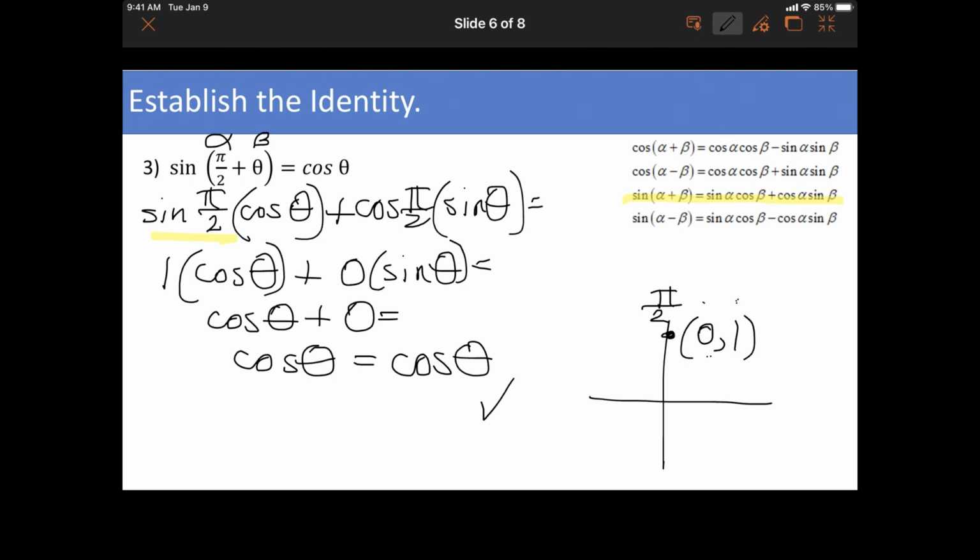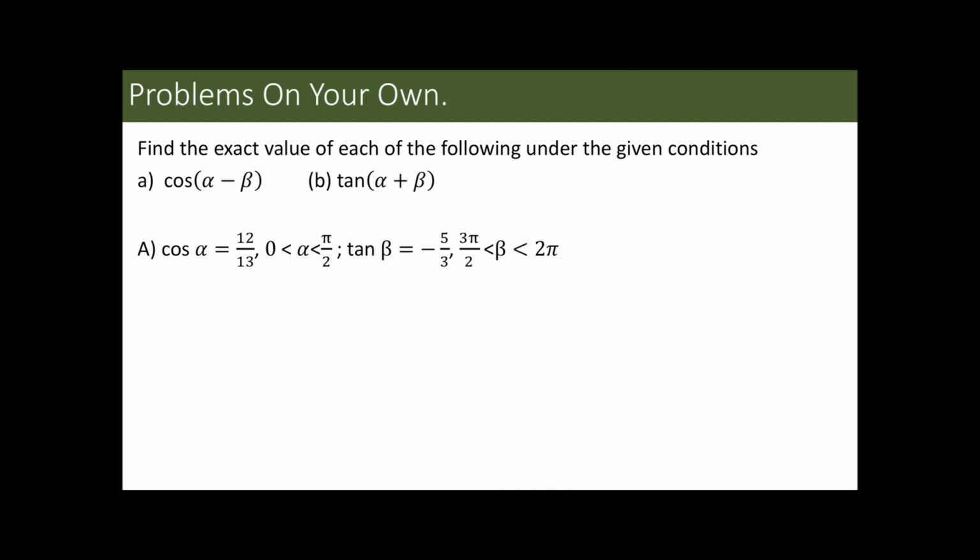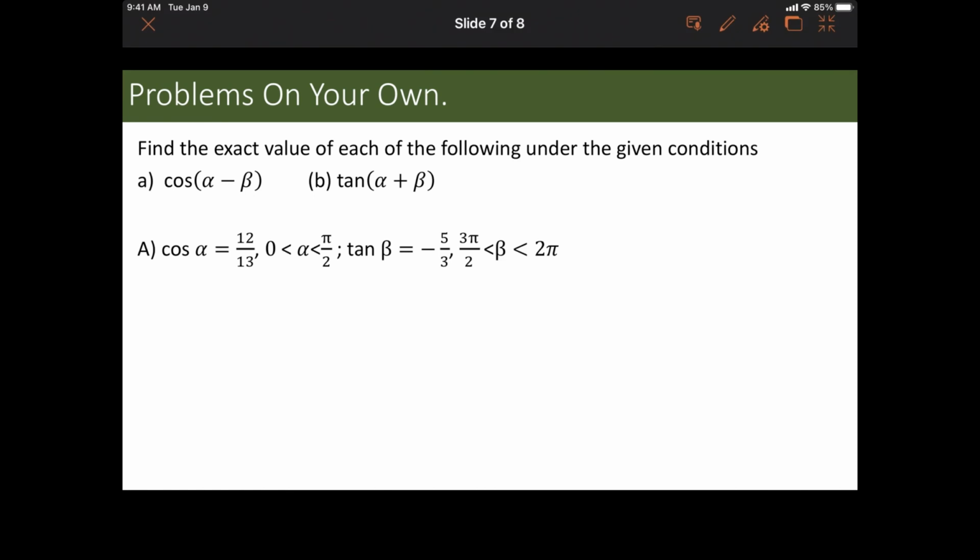So using the sum formula, or maybe you'll have a different formula to use, you just write it out, then evaluate and simplify. Don't forget to do the problems on your own. Make sure they're in your notes. I've given you 2 to do, cosine and tangent. Make sure you write and draw the 2 triangles. And don't forget to answer the EQ.